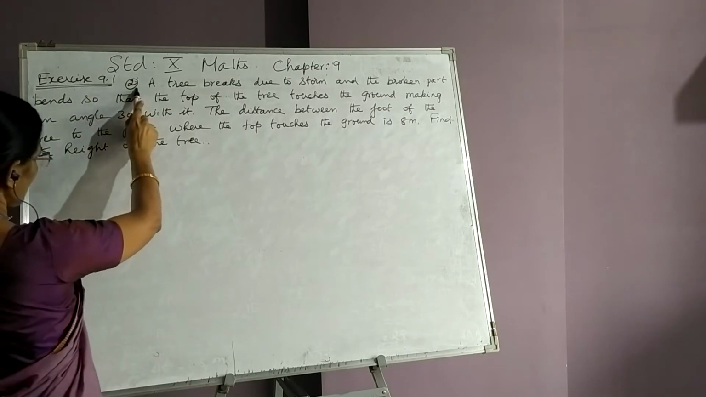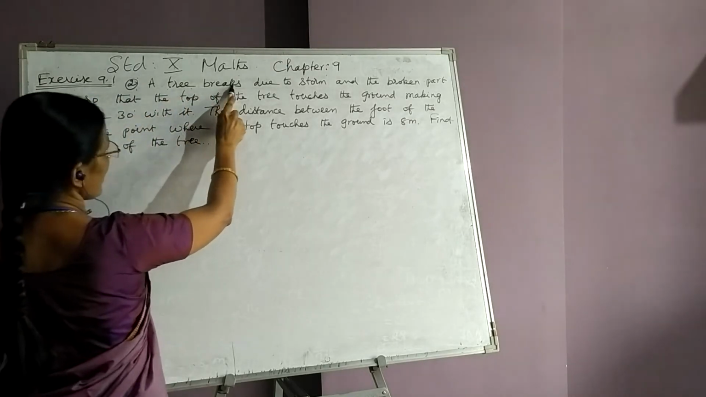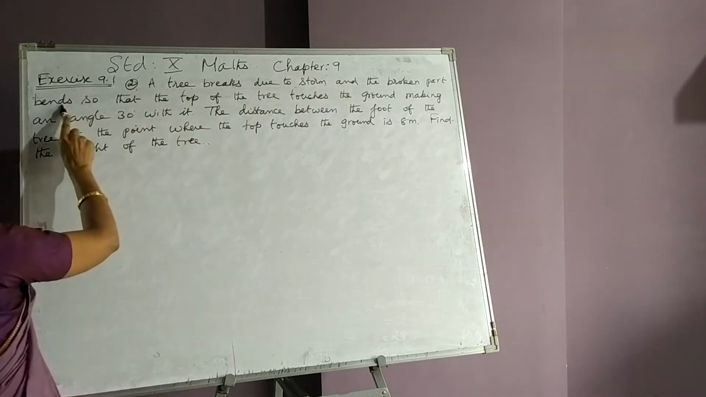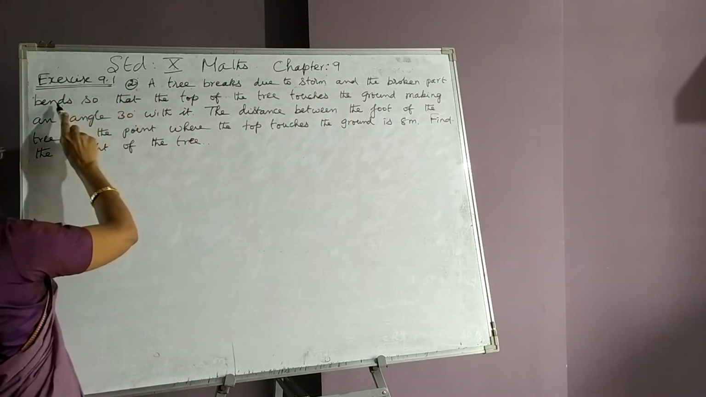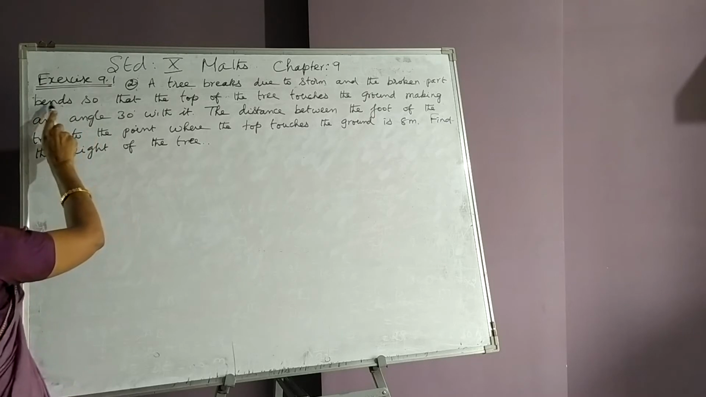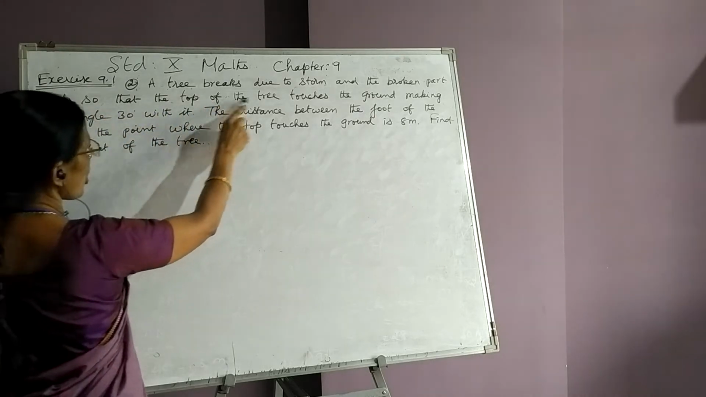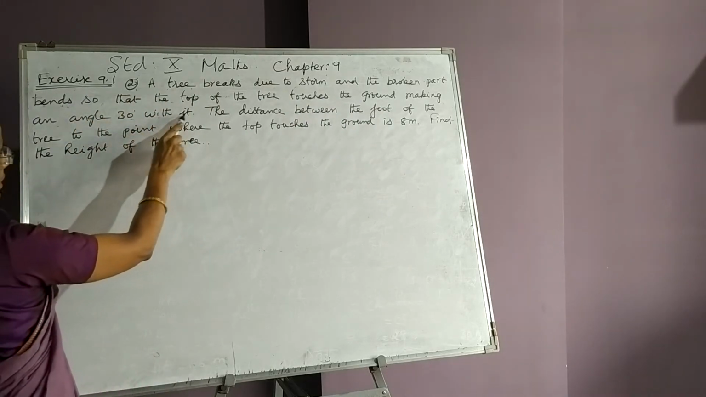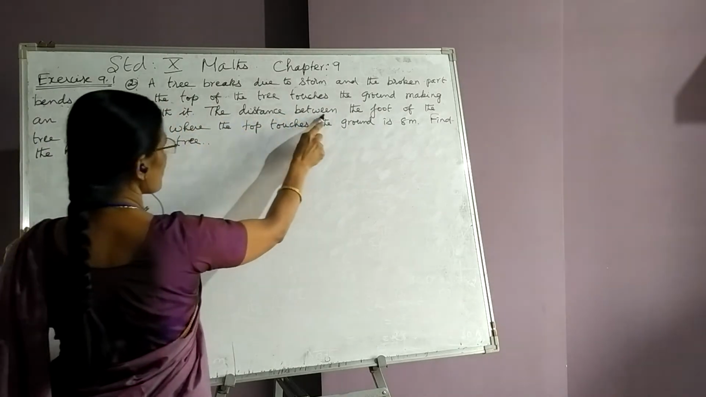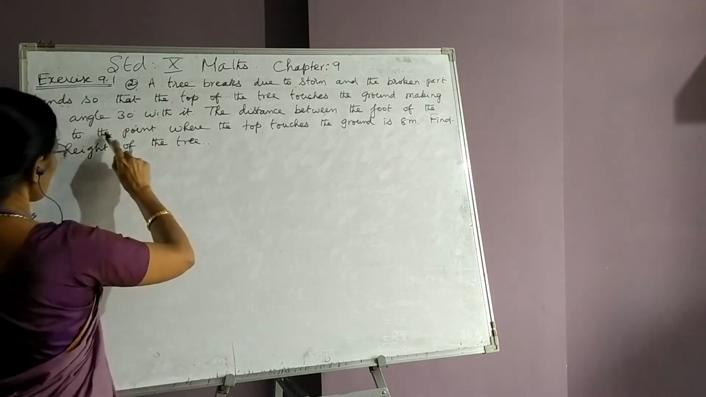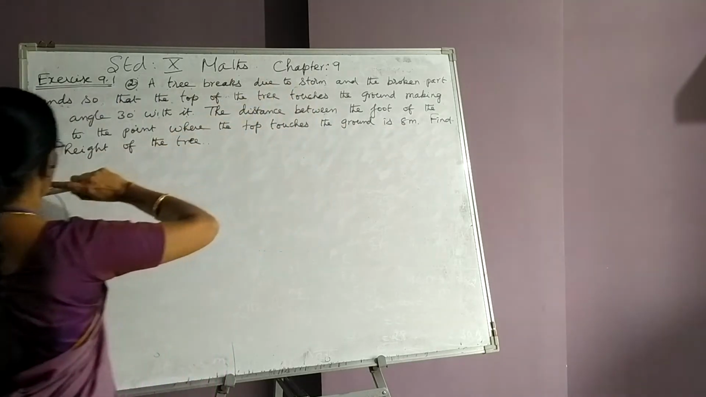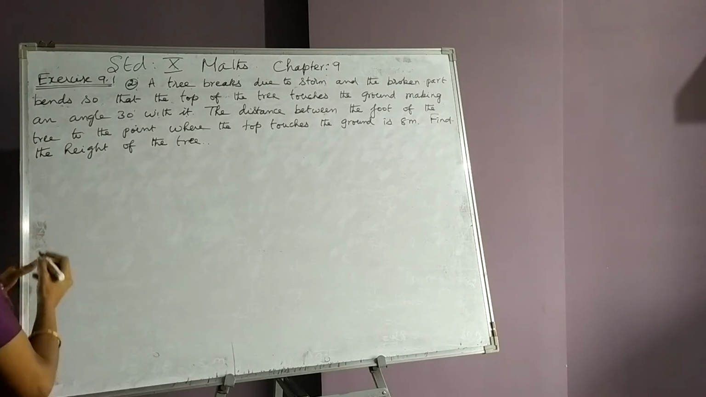Exercise 9.1, second problem. A tree breaks due to a storm and the broken part bends so that it is not completely broken. The broken part bends so that the top of the tree touches the ground, making an angle of 30 degrees with it. The distance between the foot of the tree and the point where the top touches the ground is 8 meters. Find the height of the tree.